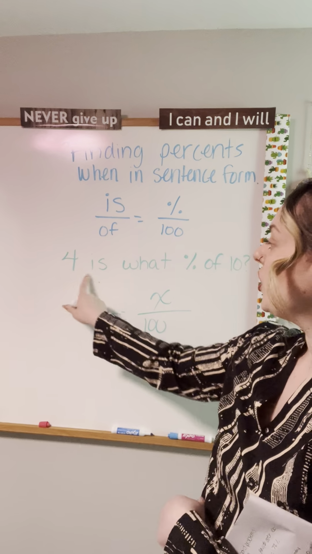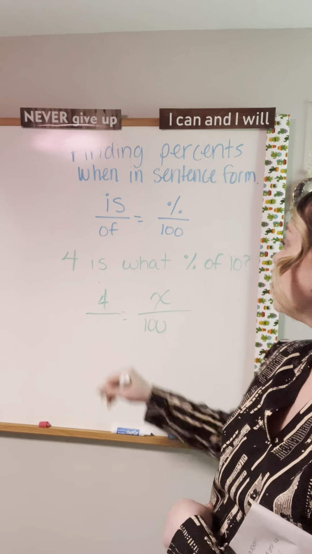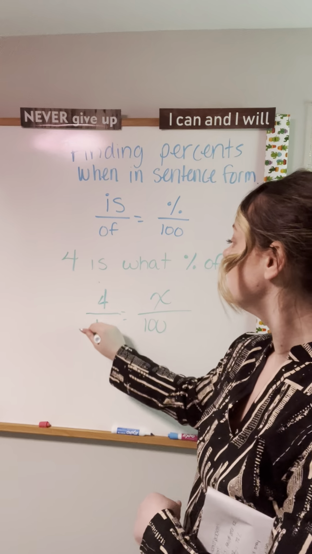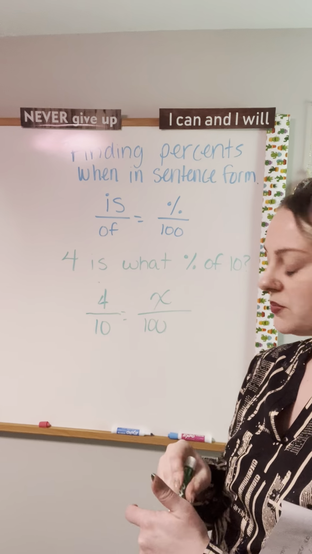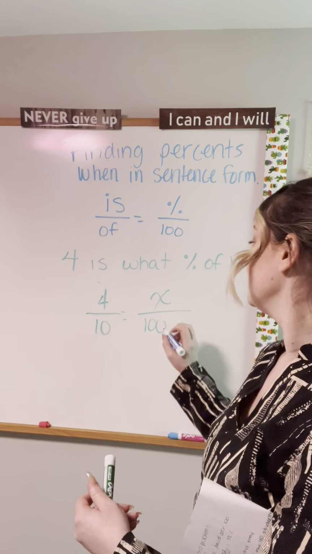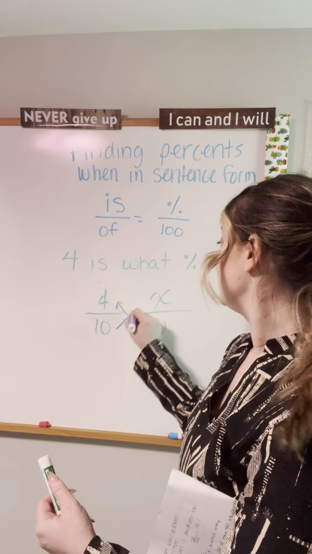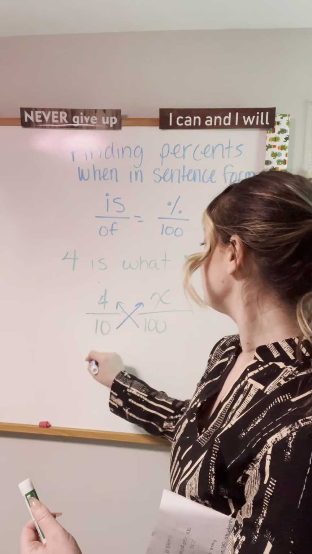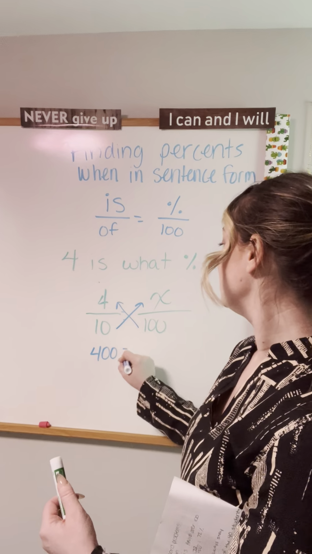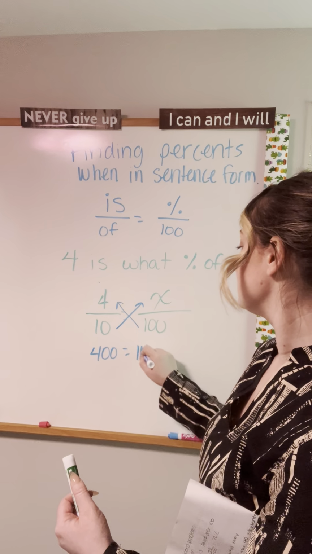So 4 goes in the is spot. Of 10, 10 goes in the of spot. We cross multiply and divide. Let's get it. I want you guys to pause and see if you can get the answer. Okay, 100 times 4 is 400, and 10 times X is 10X.